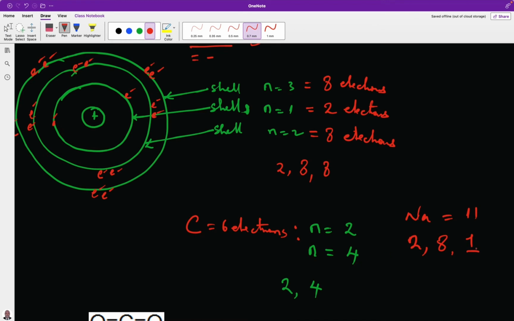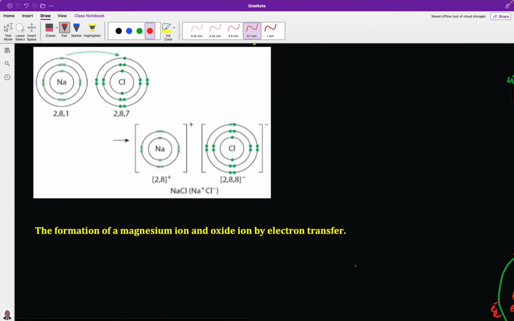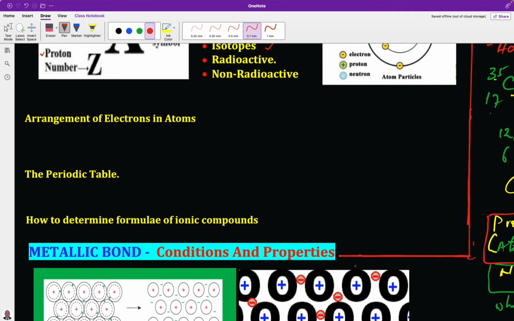The number of electrons in the outermost shell will identify the group where the element belongs, and that drives us to the second part of it, which is the periodic table. From our explanation, the arrangement of atoms and the periodic table.